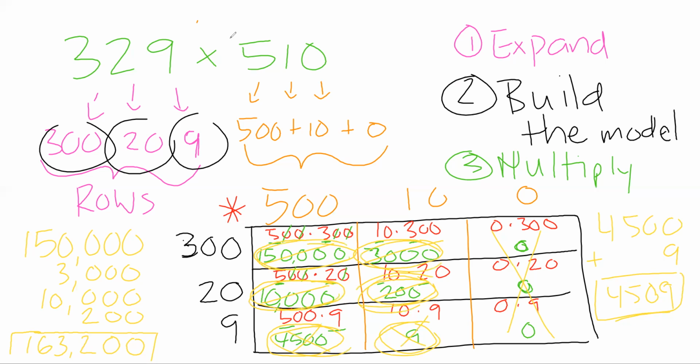Okay. But before I do that, I'm actually going to do a quick estimation to think about what I might get. So I'm going to pop up here and I'm going to round this to 300 and I'm going to round this to 500. And 3 times 5 is going to get me 15. And then I got 4 zeros, 1, 2, 3, 4. So 1, 2, 3. So 150,000 is about what my answer should be.